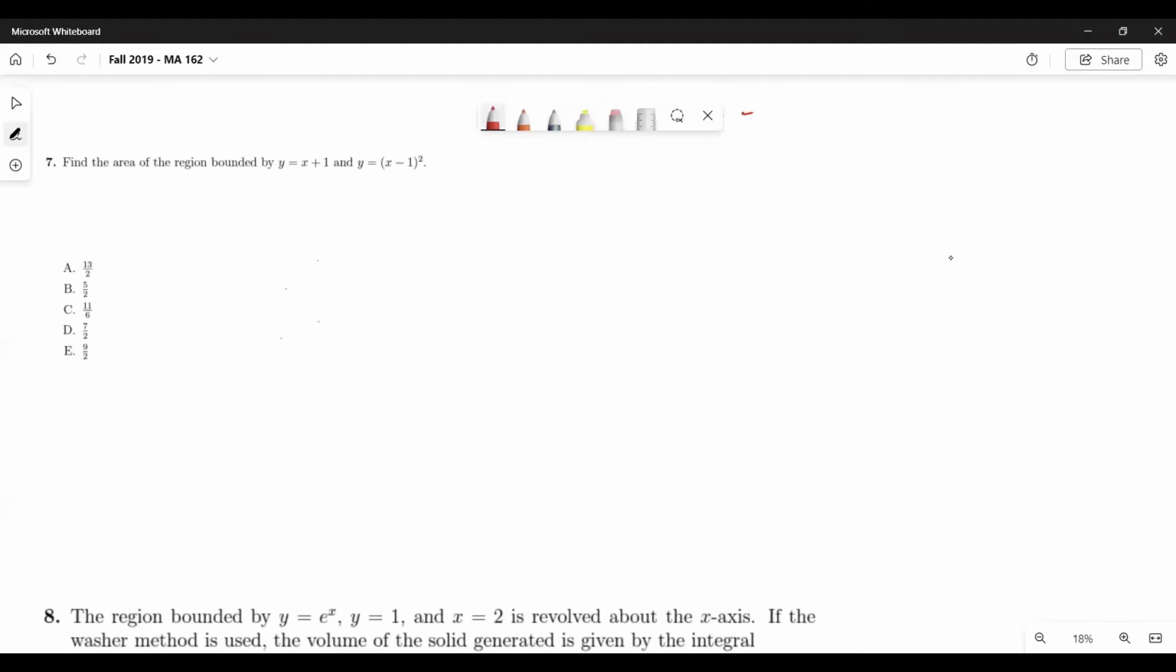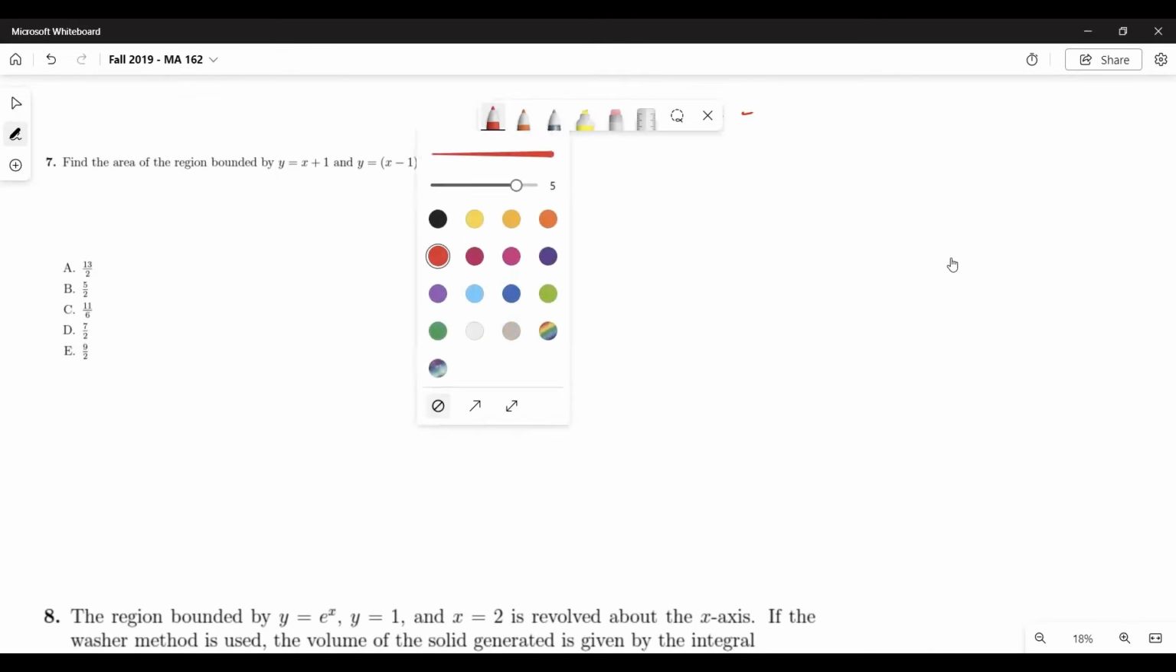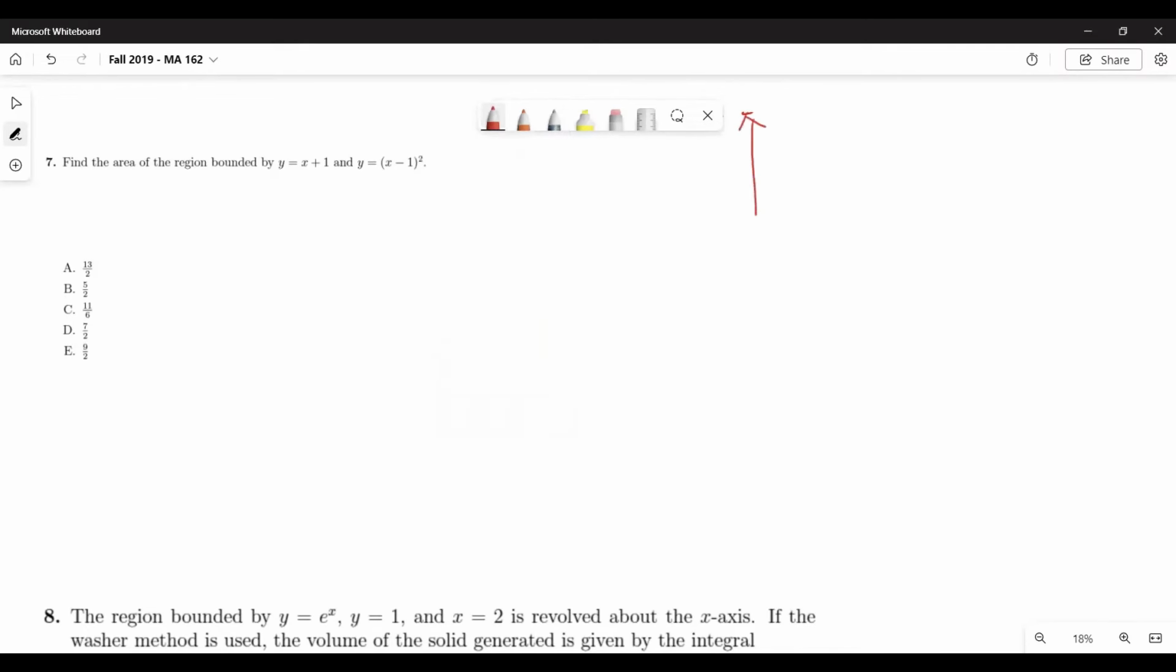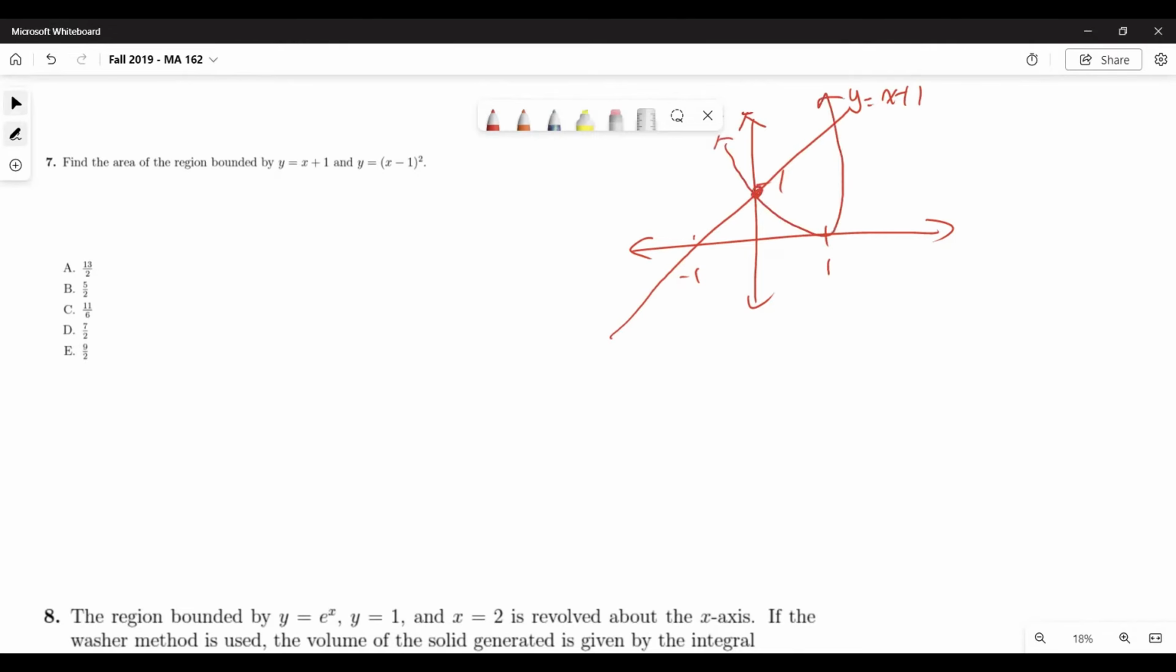So this question is to find the area of the region bounded by y equals x plus 1 and y equals x minus 1 squared. So let's draw the curves. Okay, so y equals x plus 1, and y equals x minus 1 squared. So this should be like this. So the area bounded by the curves is this area, the colored region.